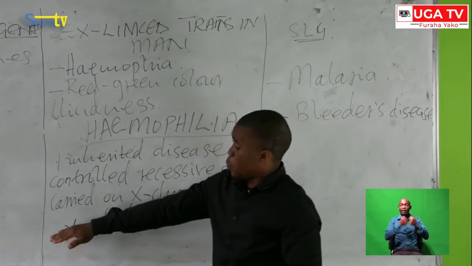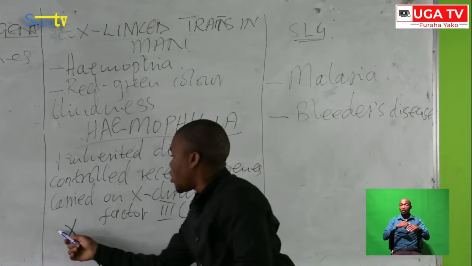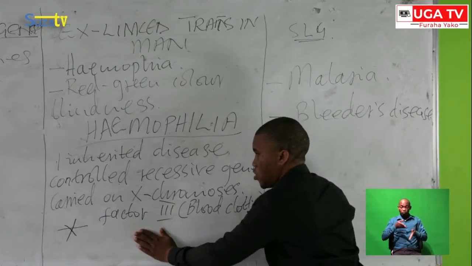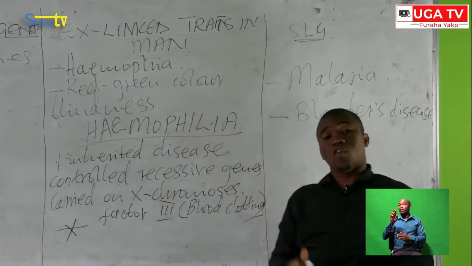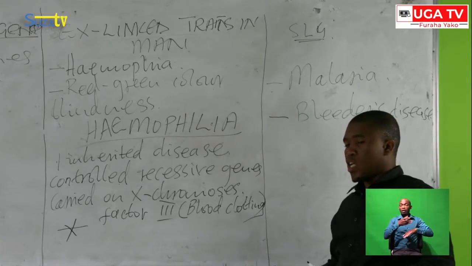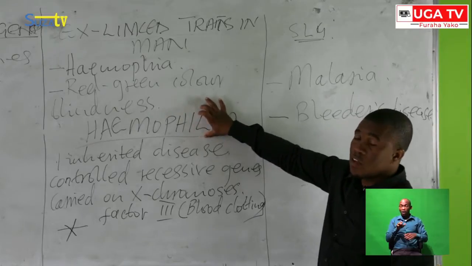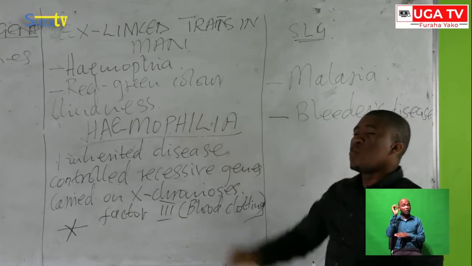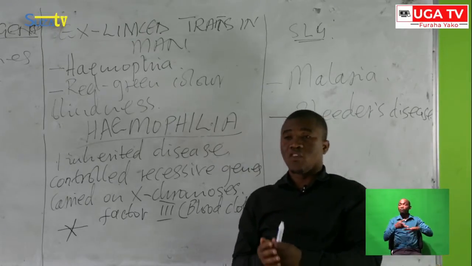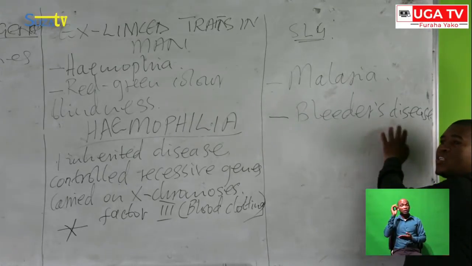So the presence of a sex-linked gene on the X chromosome will prevent the production of these factors. That's why the process of clotting of the blood will be slowed down, and that's why the person who suffers from this disease will lose a lot of blood. That's why we call this disease bleeder's disease.